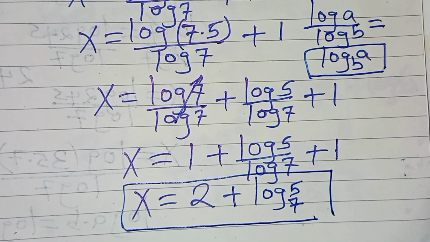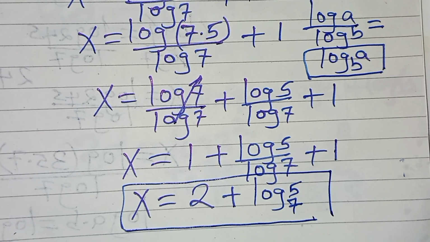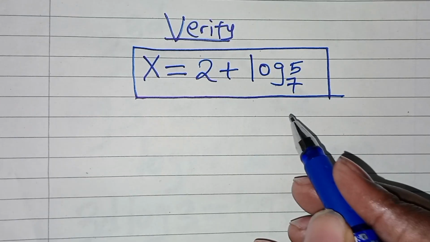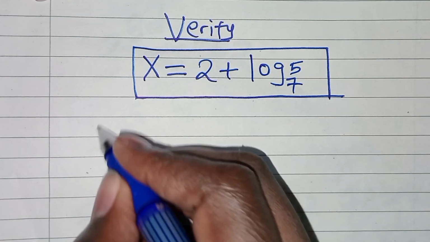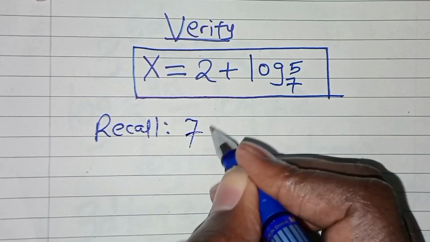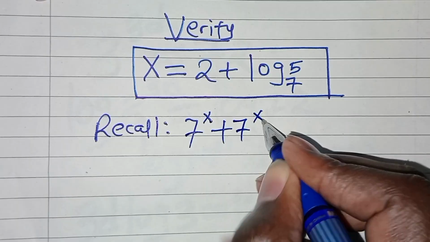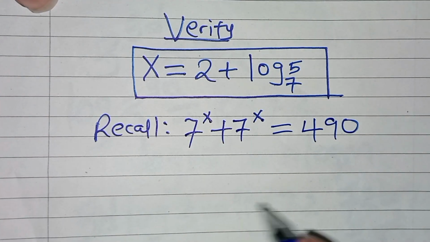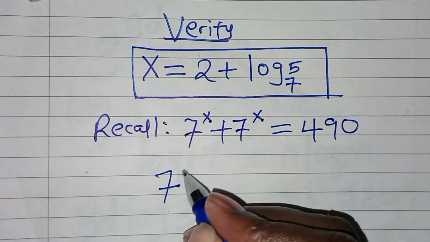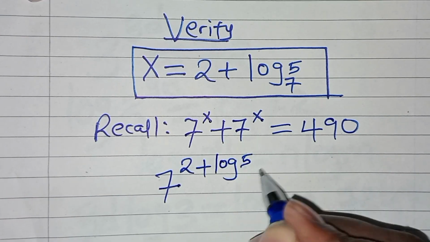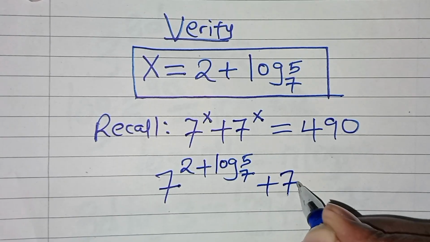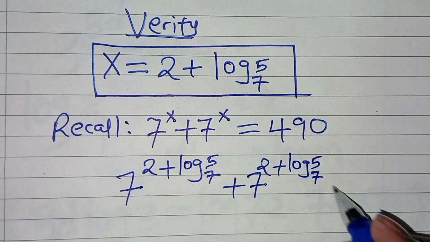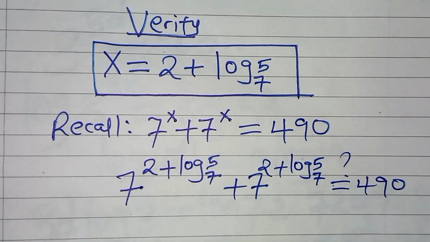So let's verify that this value of x actually satisfies the equation by following these steps. Now let's verify that the value of x, which is equal to 2 plus log 5 to base 7, actually satisfies the equation. Now, if you recall, we have that 7 to power x plus 7 to power x should give us a value of 490. So let's substitute the values of x. So you'll have 7 to power 2 plus log 5 to base 7 plus 7 raised to power 2 plus log 5 to base 7. This is supposed to give us a value of 490. So let's check if this is true.